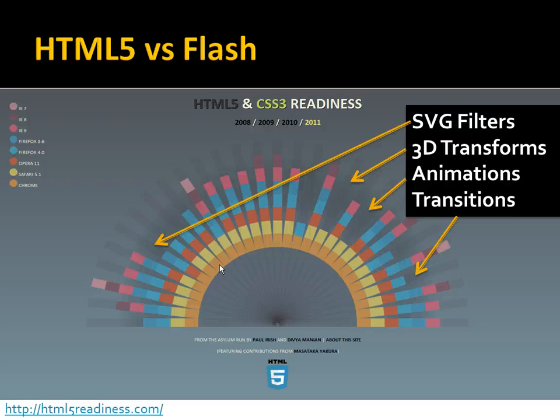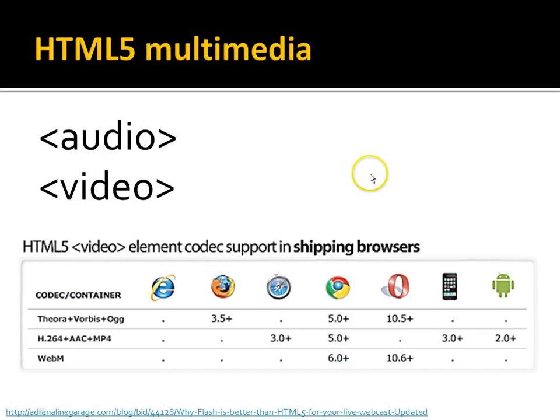Now this right here is about HTML5 readiness. This is HTML5 and CSS3 readiness. And what I'm looking at here is the fact that SVG filters, 3D transforms, animations, and transitions, if you look at them, are still very, very early on in their adoption across different browsers on the internet. So in my opinion, HTML5 doesn't even come close to what Flash can do with animations and graphically. And that's going to be a problem for a while.